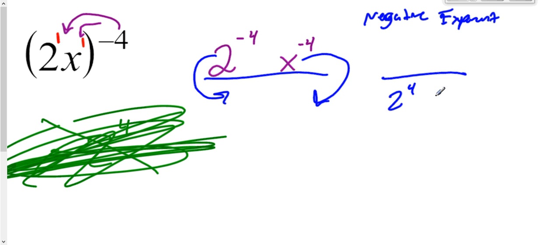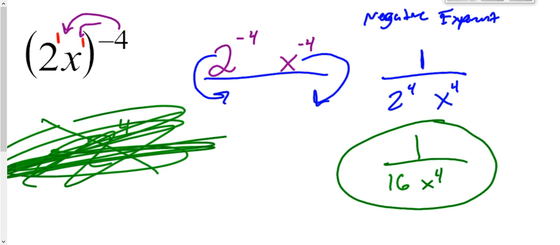Same with the x. Becomes positive on the bottom. Since there's nothing left on the top to hold the place, we put a 1 placeholder. We then take 2 to the 4th, and we get 16. This is your final answer.